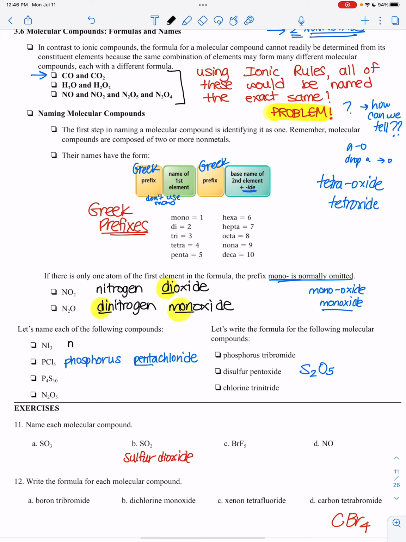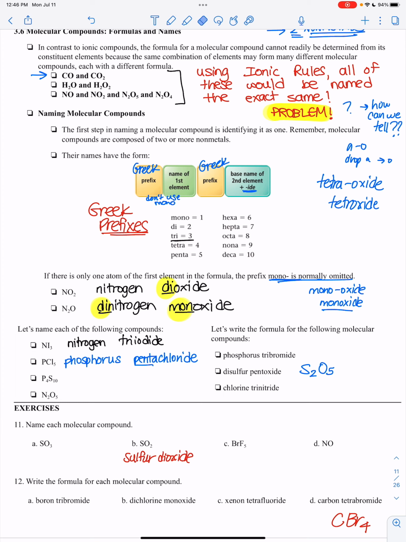NI3, that would just be nitrogen since there's only 1 nitrogen. And then the Greek prefix for 3 is tri, so it'd be triiodide. Okay? And no, the I's don't drop there. It's only if you have 2 different vowels there. We're not going to be big on spelling here. As long as you know to use tri, we're good to go.